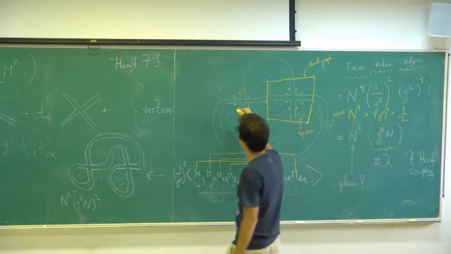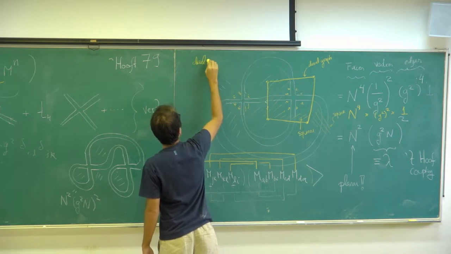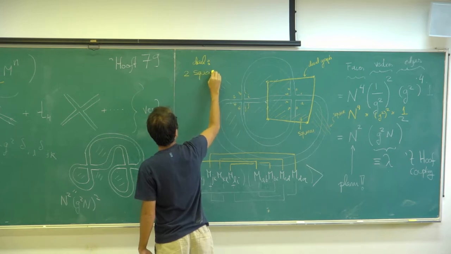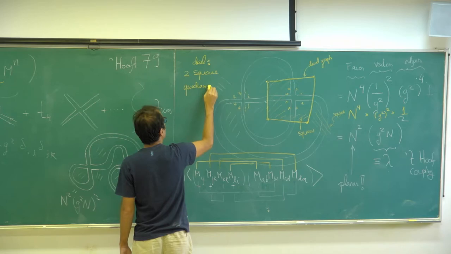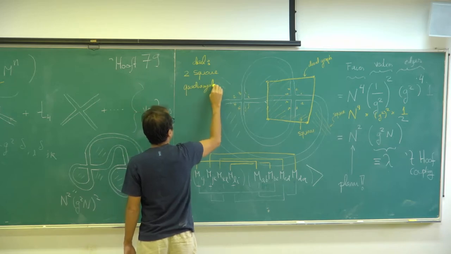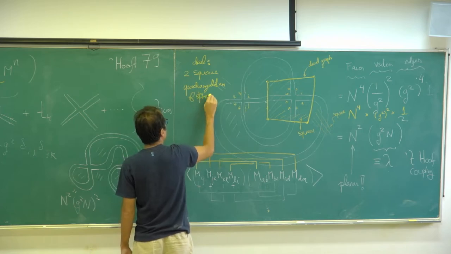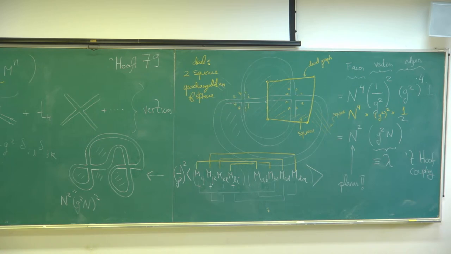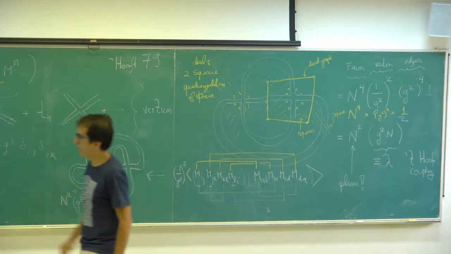So this graph, the dual graph, is a two-square quadrangulation of the sphere. Now, we could imagine other Riemann surfaces that are not spheres. And let's check what we said before.